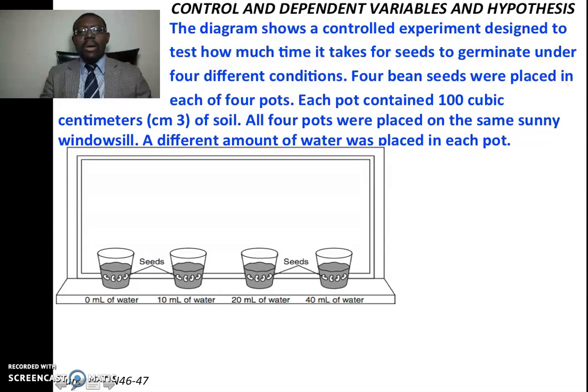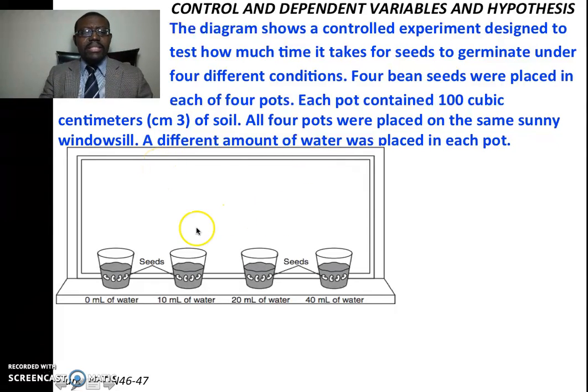4 bean seeds were placed in each of 4 pots. Each pot contained 100 cubic centimeters of soil. All 4 pots were placed on the same sunny windowsill. A different amount of water was placed in each pot. So here we can clearly see the control variables, the variables we are keeping the same.